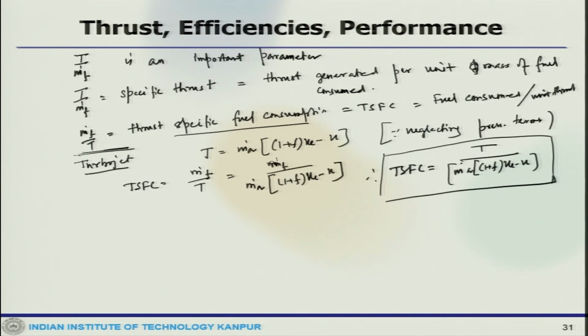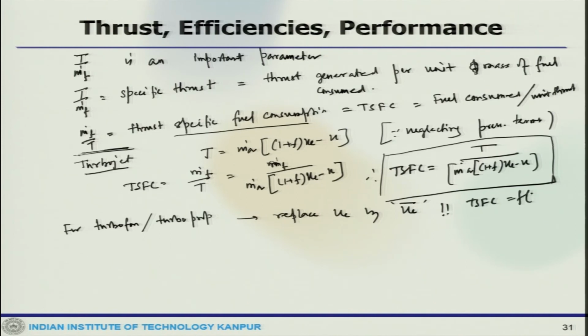Similarly for turbofan or turboprop, you can just replace this u e by u e average. So, one thing is clear here that TSFC depends strongly on u e, that means the exit velocity.